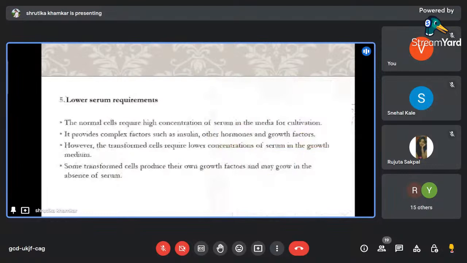Fifth property is the lower serum requirement. Growth of normal cells in a tissue culture medium requires a high concentration of serum. It provides complex factors such as insulin and other hormones and growth factors. Transformed cells can grow in a culture medium with less serum requirement. They produce their own growth factor, and may grow in the absence of serum.